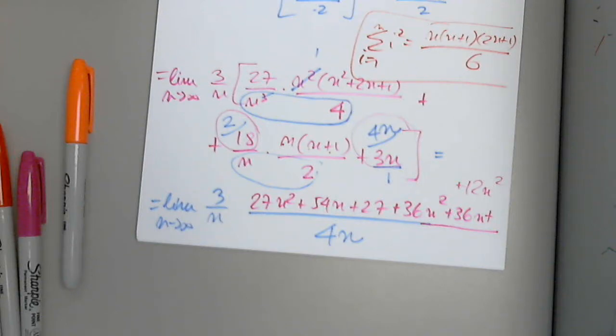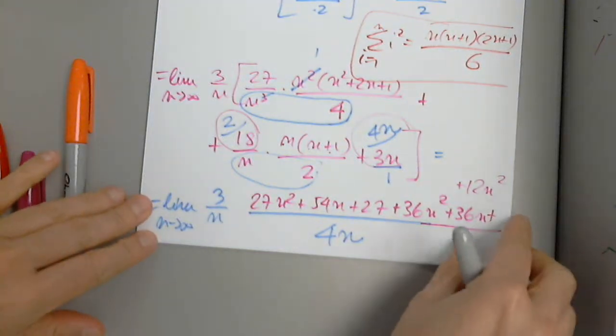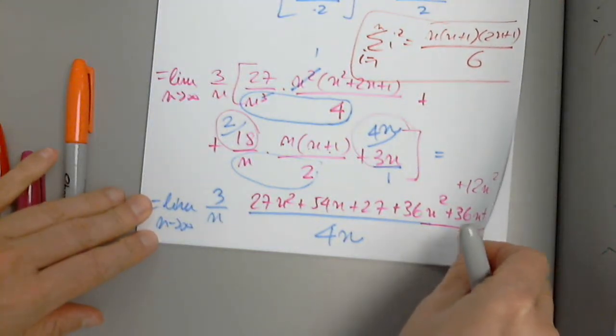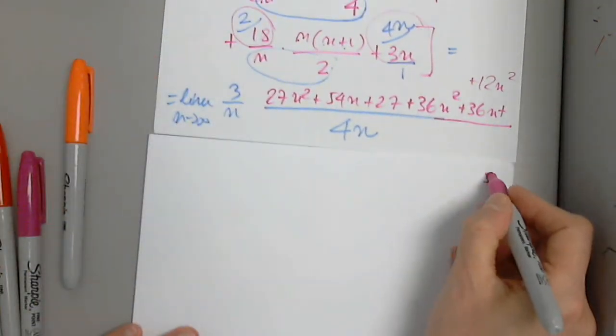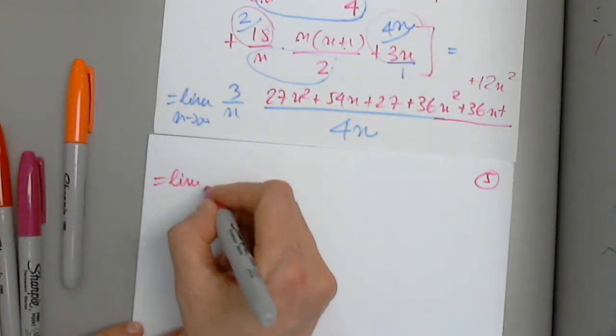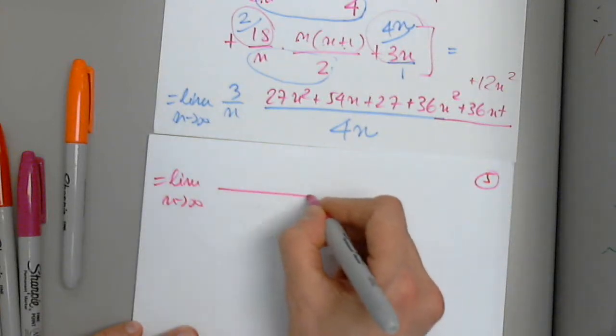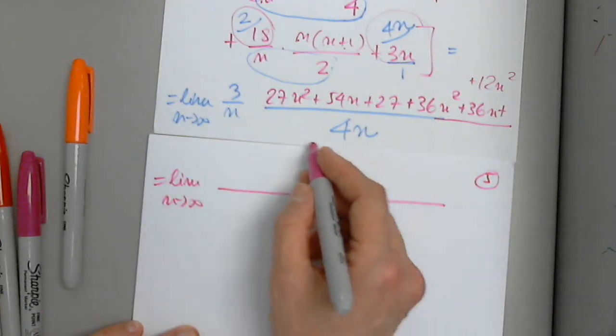What is the next step? What will be our next step? Combine like terms, of course. We have to combine like terms, and let's do that. So this is limit n approaches infinity. The denominator now is 4n squared.